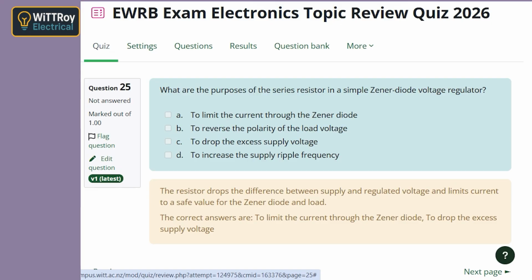You read that question properly. That is the distinction the question is testing. The resistor drops the difference between supply and regulated voltage and limits current to a safe value for the Zener diode and load. Right, the resistor limits Zener current and drops the excess supply voltage.